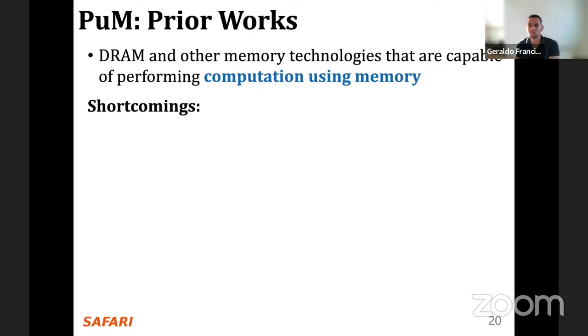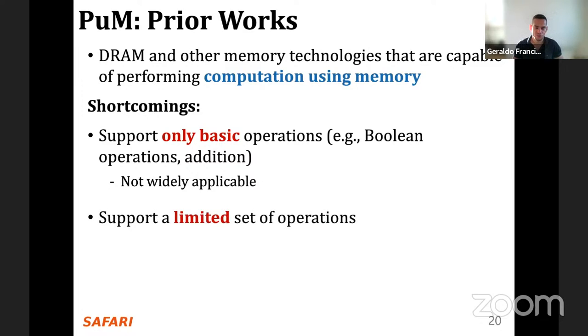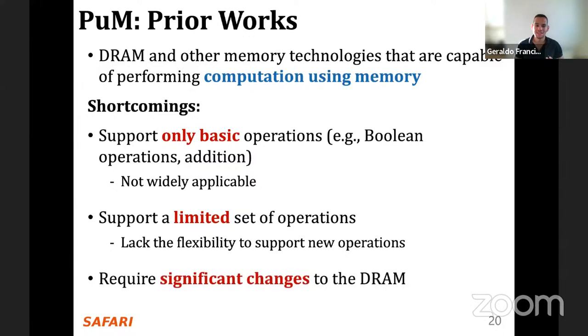However, all of them share similar shortcomings. The first is that they only support simple basic operations like Boolean operations, NOR, XOR, or simple addition, which is not widely applicable to a broader range of applications. There are applications that leverage Boolean operations a lot, but it's a limited set. Also, they support a limited set of operations, so there is no flexibility to enable further operations on top of whatever has been proposed. And the ones that go a step further and propose more complex operations incur pretty significant changes to the DRAM array, which is quite costly in terms of area and power.